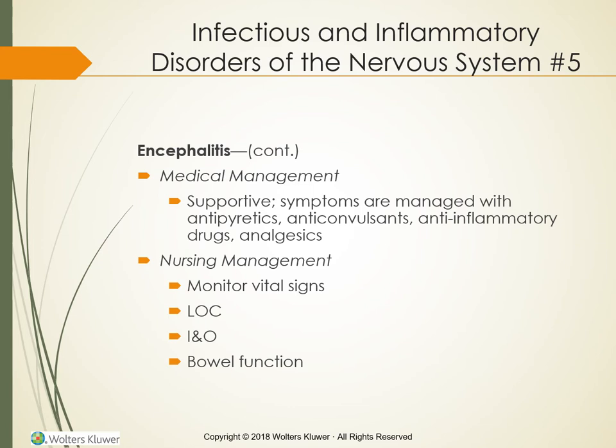Nursing management. The nurse monitors vital signs and level of consciousness frequently and compares findings with previous assessments. If urinary retention or urinary incontinence develops, the nurse consults the physician to discuss whether an indwelling ureteral catheter is appropriate. The nurse measures fluid intake and output to detect signs of fluid volume deficit and electrolyte imbalances and assesses bowel elimination to determine if the client needs an enema or a stool softener. For additional nursing management, refer to the concept care map.